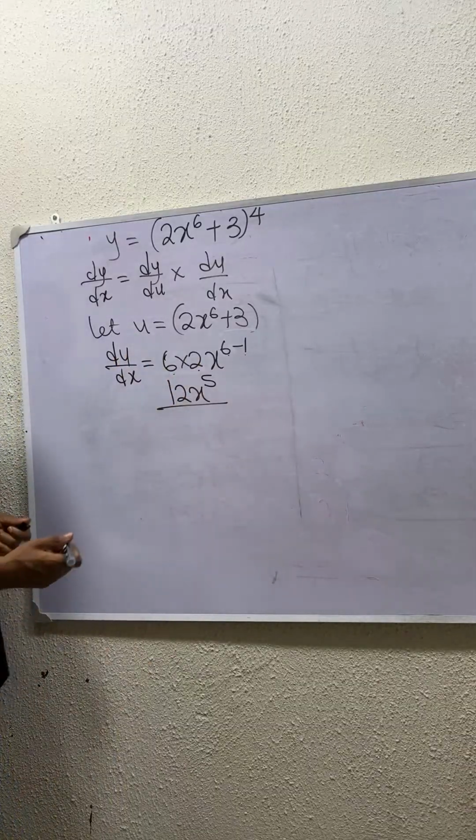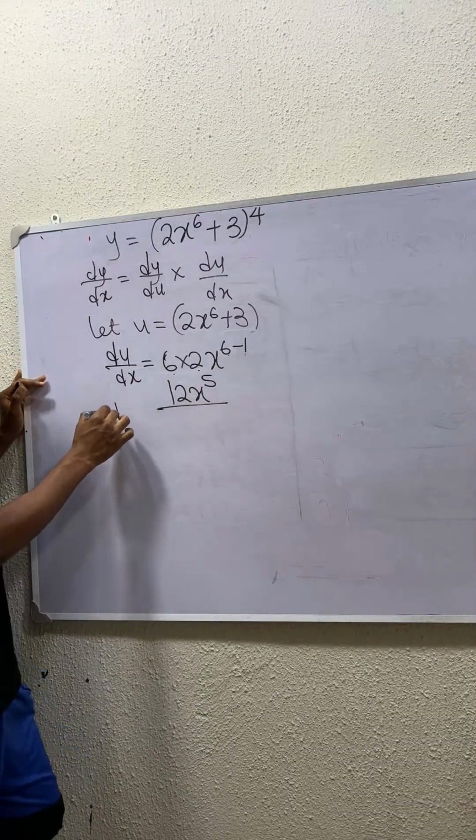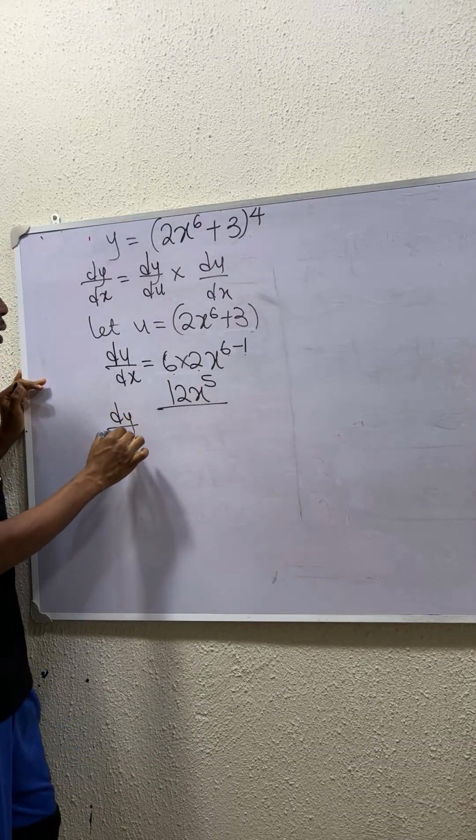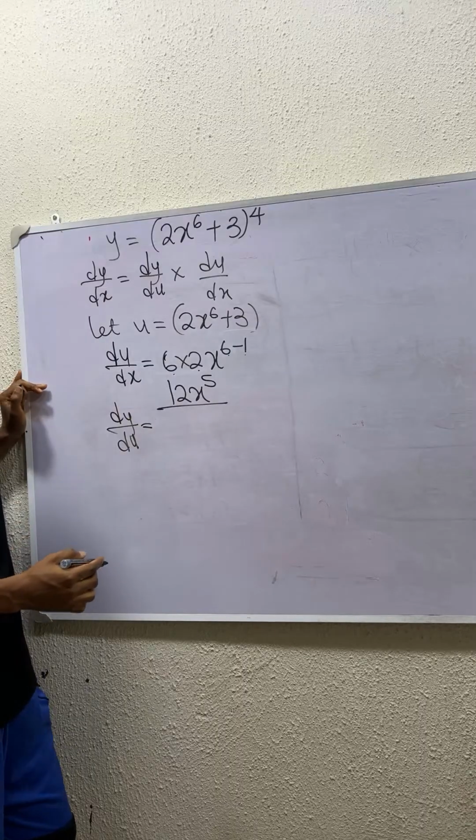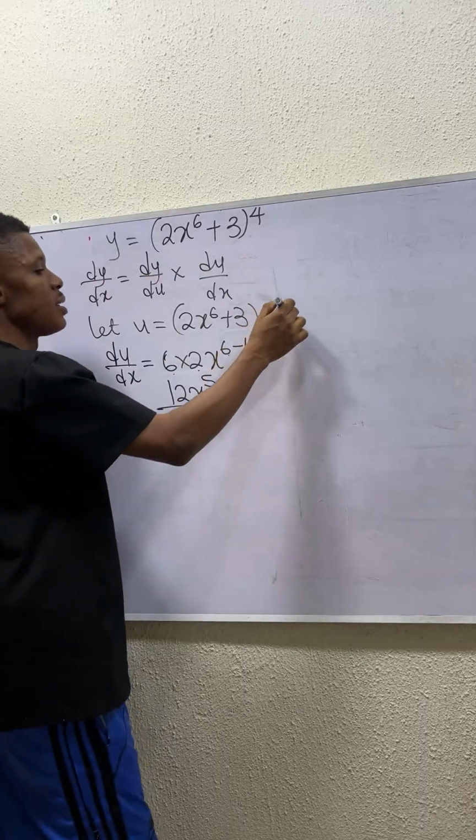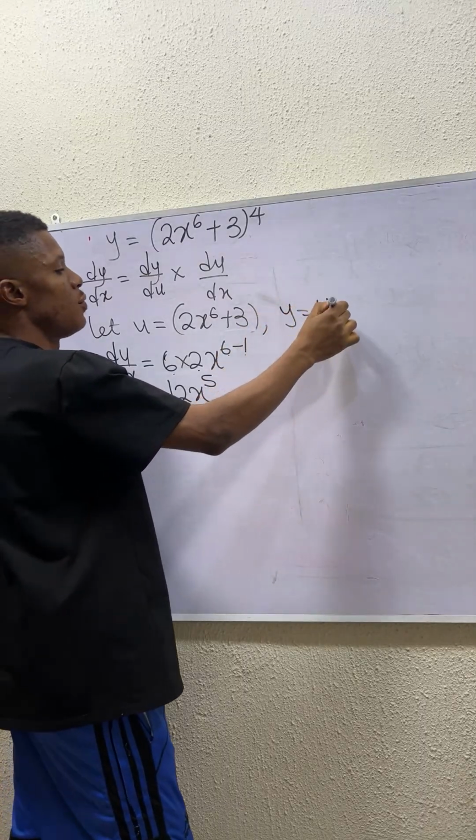The next one we do is to differentiate y with respect to u. Remember, our y is basically y is equal to u power 4.